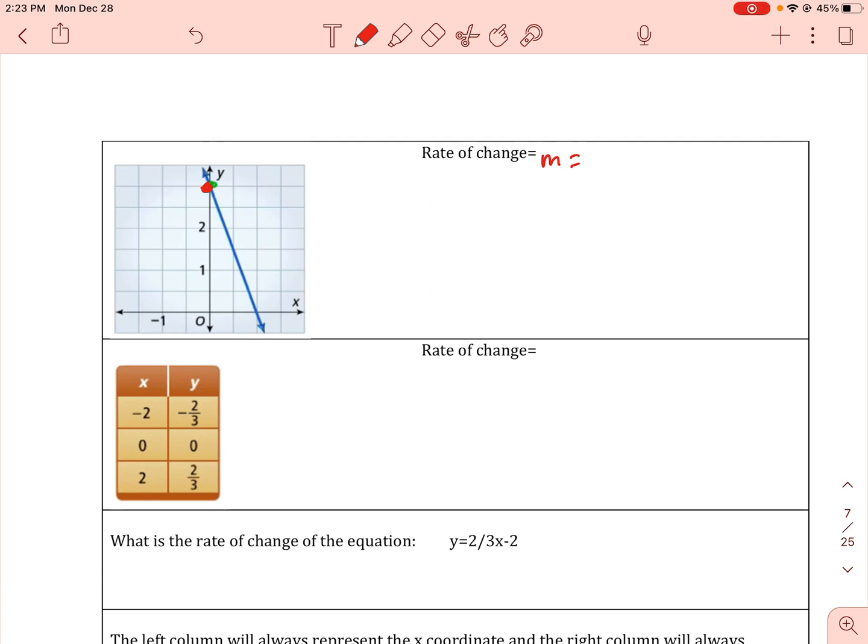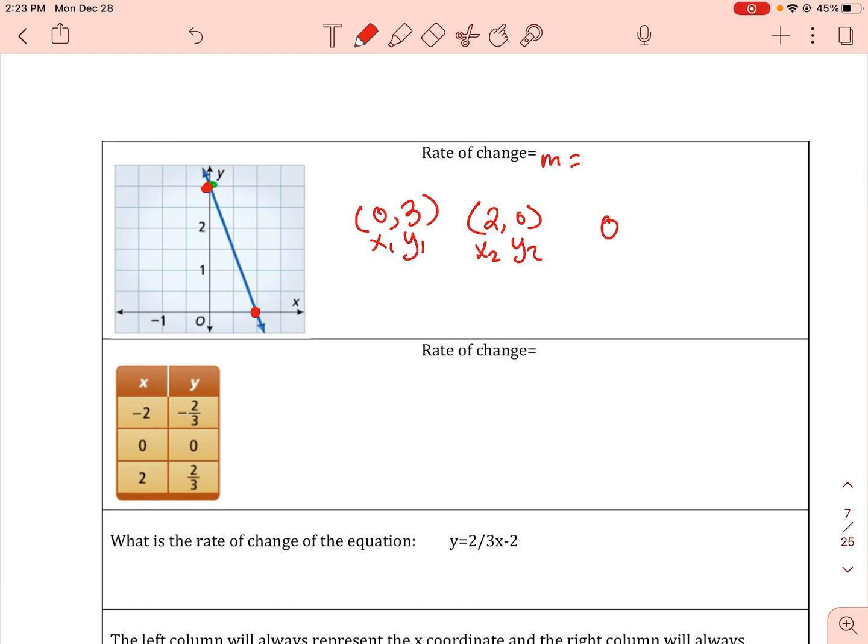Here's a point, here's a point. Let's find the ordered pairs. I have the coordinate 0. Every other goes by 1, so it's 0, 3, and each ordered pair has 1x and 1y. And then I have the point 2, 0. Each ordered pair has 1x, 1y.